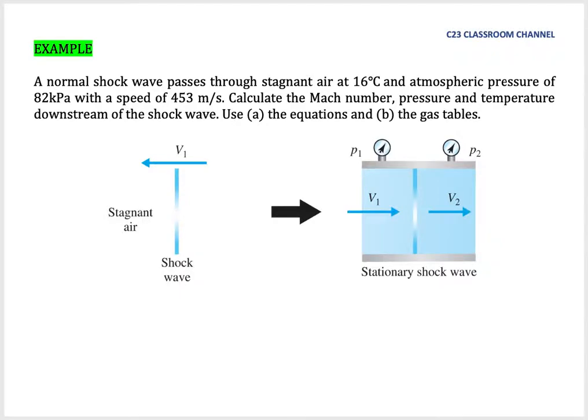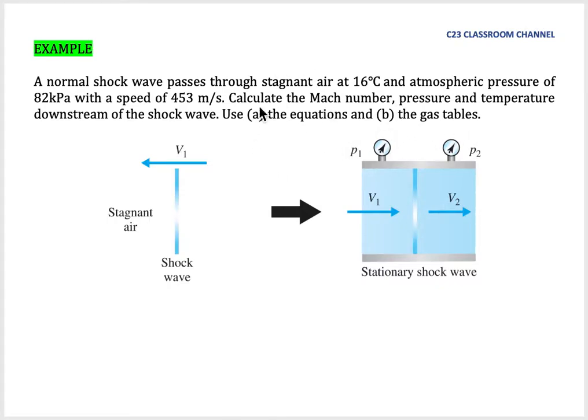Compressible flow, the example for normal shock wave. A normal shock wave passes through stagnant air at 16 degrees Celsius and atmospheric pressure of 82 kilopascal with a speed of 453 meter per second. Calculate the Mach number, pressure, and temperature downstream of the shock wave. Use A, the equations, and B, the gas table.